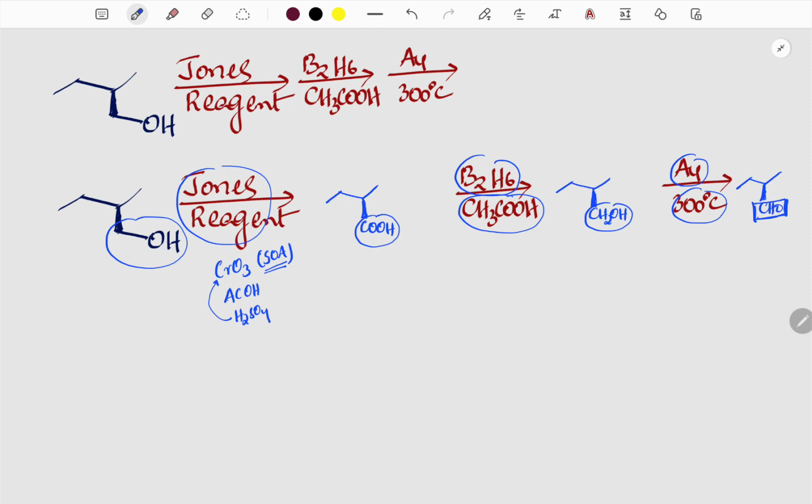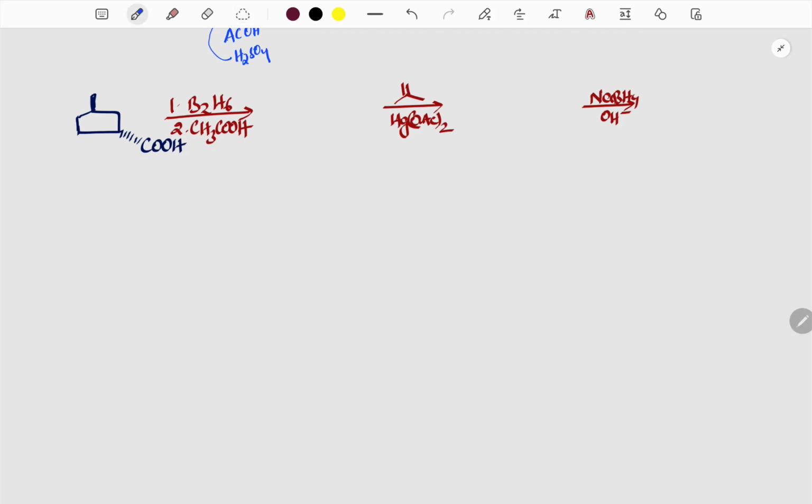So here you can use copper, silver, or gold. You can use any one of these reagents, at a temperature of nearly 300 degrees Celsius. Carboxylic acid treated with B2H6 and acetic acid. So this carboxylic acid undergoes reduction and gives the corresponding primary alcohol.